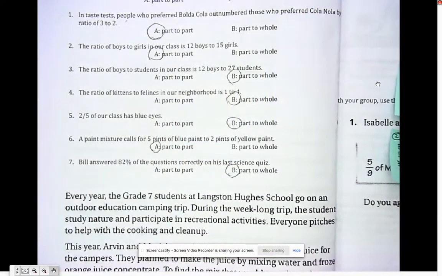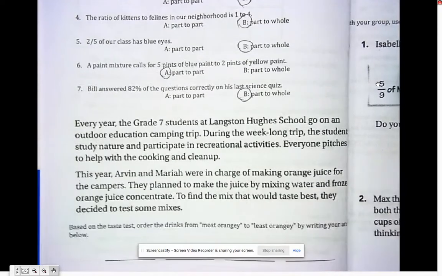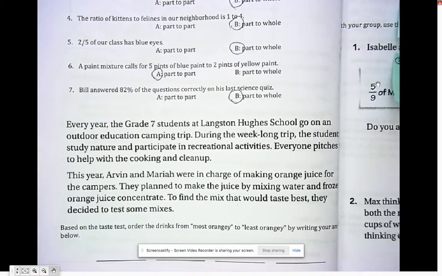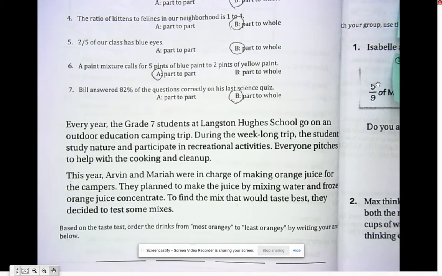Okay, let's look at our question for today. Every year, the grade 7 students at Langston Hughes School go on an outdoor education camping trip. During a week-long trip, the students study nature and participate in recreational activities. Everyone pitches in to help with cooking and cleanup.